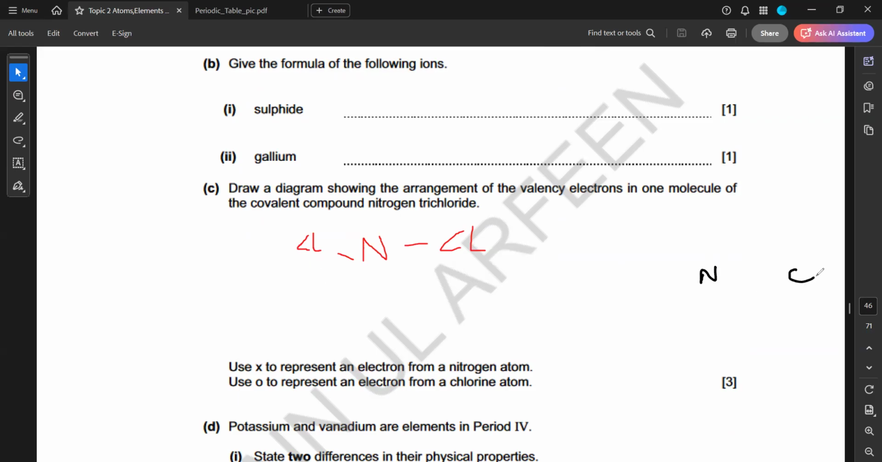So for nitrogen trichloride, you can draw the circles at the last. First, you will show the electrons. When nitrogen shares 1, chlorine shares 1 from that side.